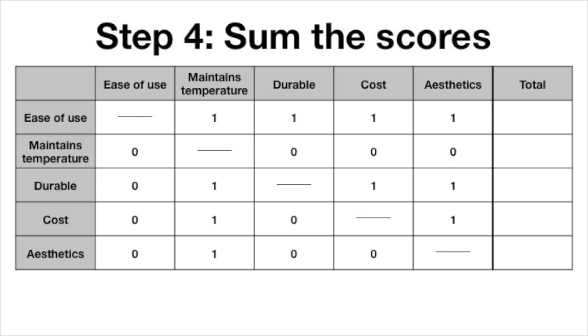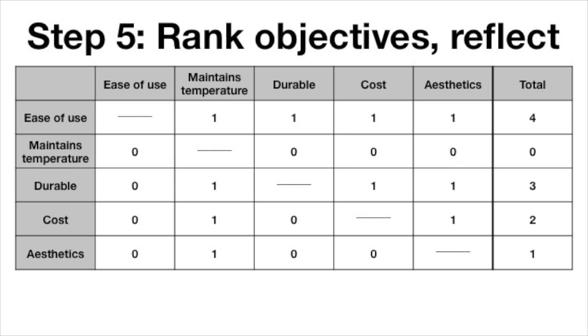The fourth step is to sum across each row. So for ease of use, that will score a 4, maintained temperature, a 0, durable, 3, cost, 2, and aesthetics, a 1. The fifth step is to rank the objectives and reflect on the results.